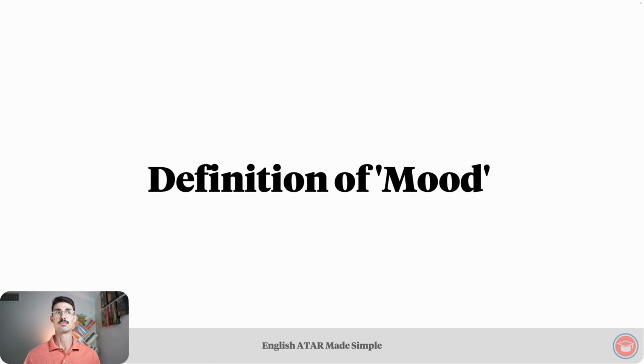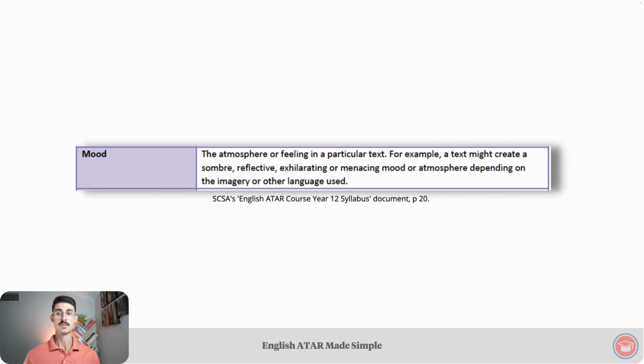Definition of mood. What does mood mean? This is what the SCARSA glossary has to say about mood. The atmosphere or feeling in a particular text. For example, a text might create a somber, reflective, exhilarating, or menacing mood or atmosphere depending on the imagery or other language used. So mood equals the atmosphere or feeling of a text.